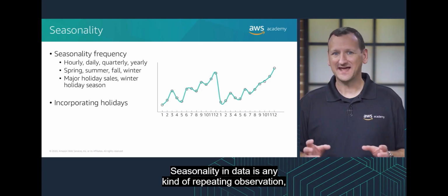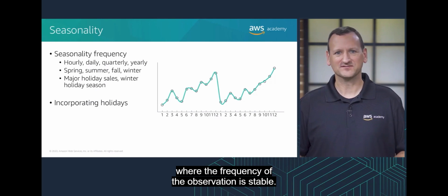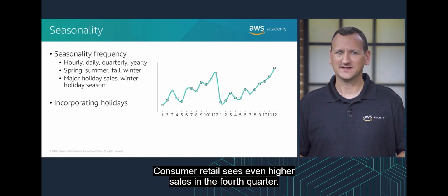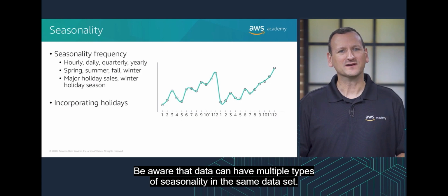Seasonality in data is any kind of repeating observation where the frequency of the observation is stable. For example, in sales, you typically see higher sales at the end of a quarter and into the fourth quarter. Consumer retail sees even higher sales in the fourth quarter. Be aware that data can have multiple types of seasonality in the same data set.